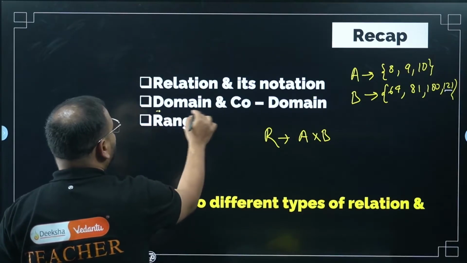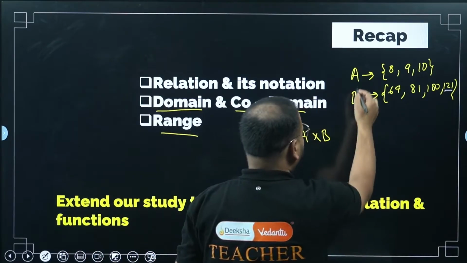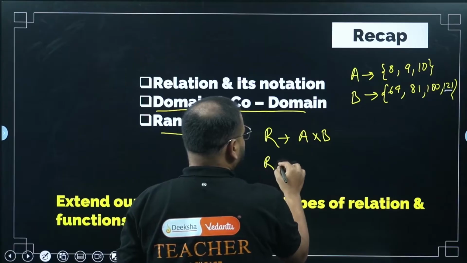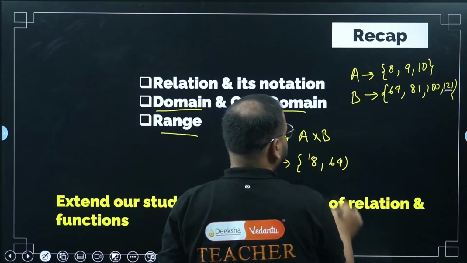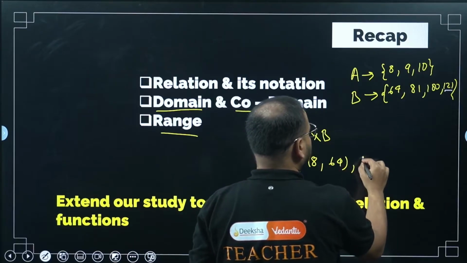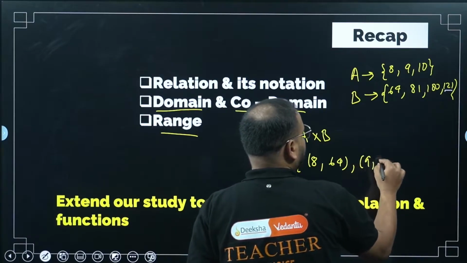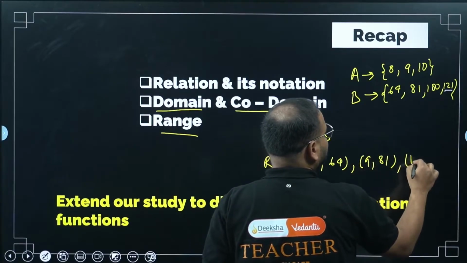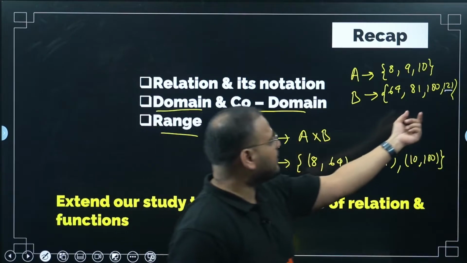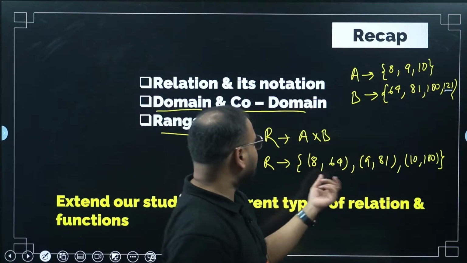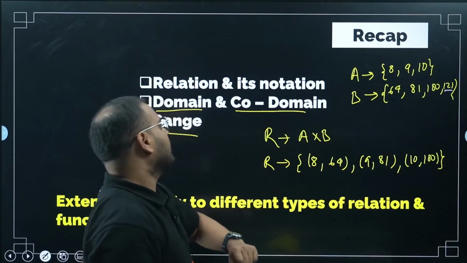Check here: domain, codomain and range. I hope it's clear now. What is the relation here? If I have to write this relation for A and B, it can be written as (8, 64), next (9, 81) and (10, 100). Because 121 is not making a pair with any element in A, I am not writing it here. So (8, 64), (9, 81) and (10, 100) is my relation R from A to B.